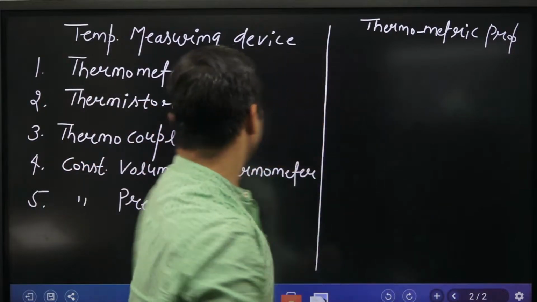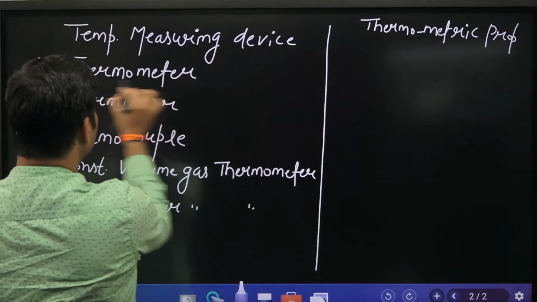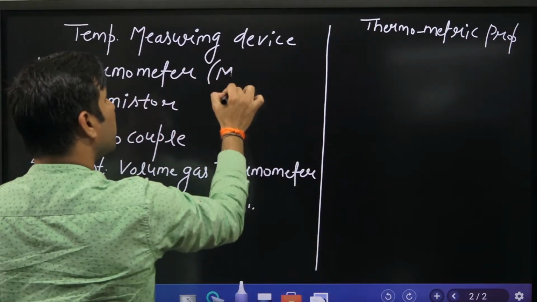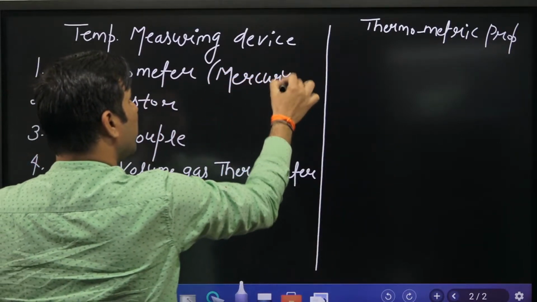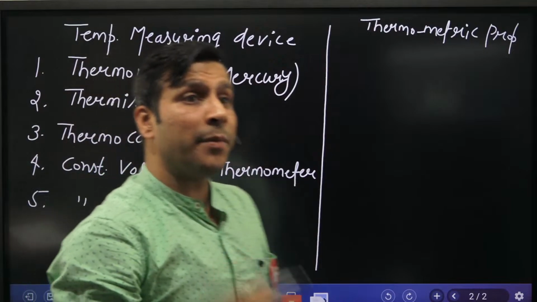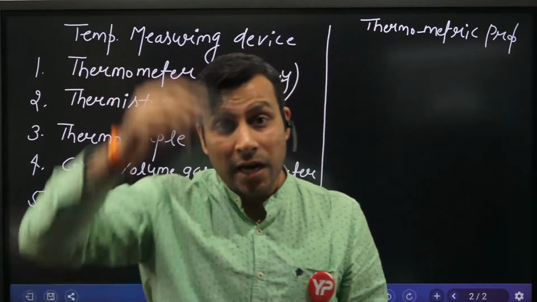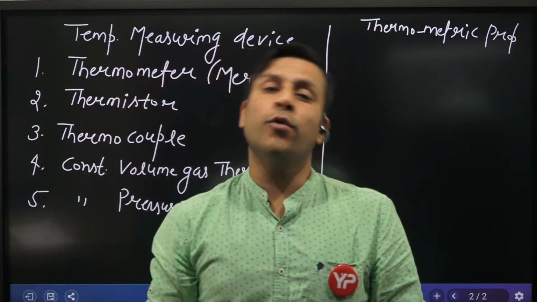Okay, in a thermometer, a simple mercury thermometer, which kind of thermometer? Mercury thermometer. Okay, in a mercury thermometer, what is the thermometric property? The thermometric property is the length or volume. So length or volume is a thermometric property.